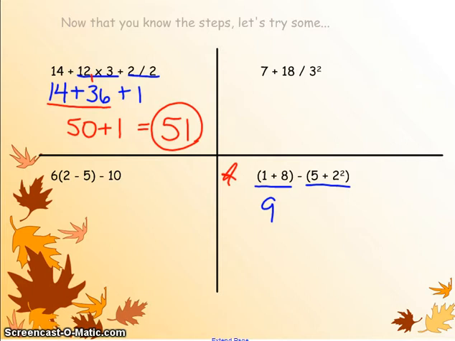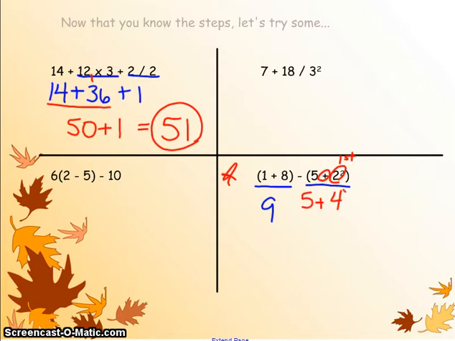Out of the 2 items that are in the parentheses, addition and exponent, we need to simplify the exponent first. So doing so, 2 squared gives me a 4.